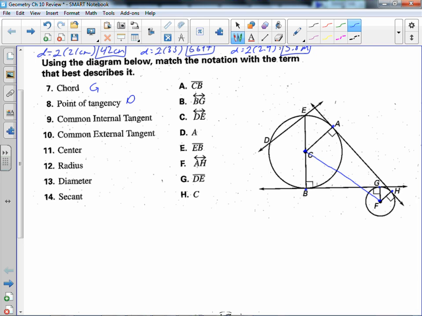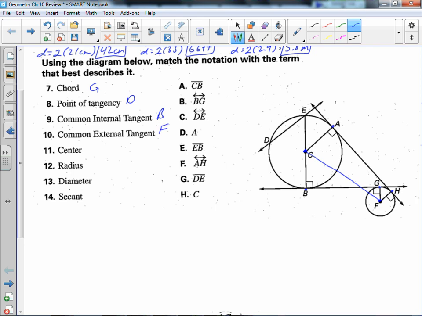So common internal tangent is going to be right here, line BH, that crosses the blue line and is tangent to both circles. So, or BG, I mean. So that is B. And then the common external is going to be AH, that is tangent to both circles but does not cross this blue line here. So line AH, or F is the choice.